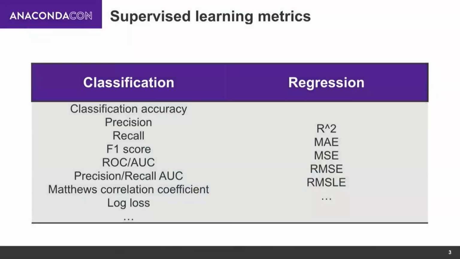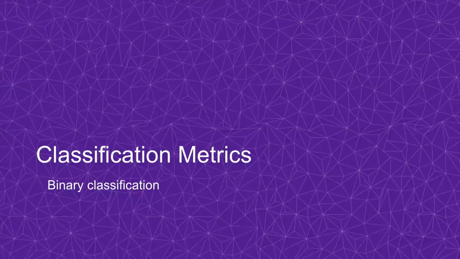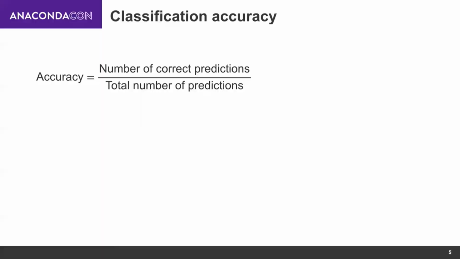And today I'm only going to focus on supervised learning metrics. We only have 40 minutes, and I'm not going to cover them all. There are a lot of them, but these, I think, are the main ones to know, and I'm going to give you an idea of what they are and how they differ. We're going to start with classification metrics, and to make things a bit simpler, I'm going to start with a binary classification problem.